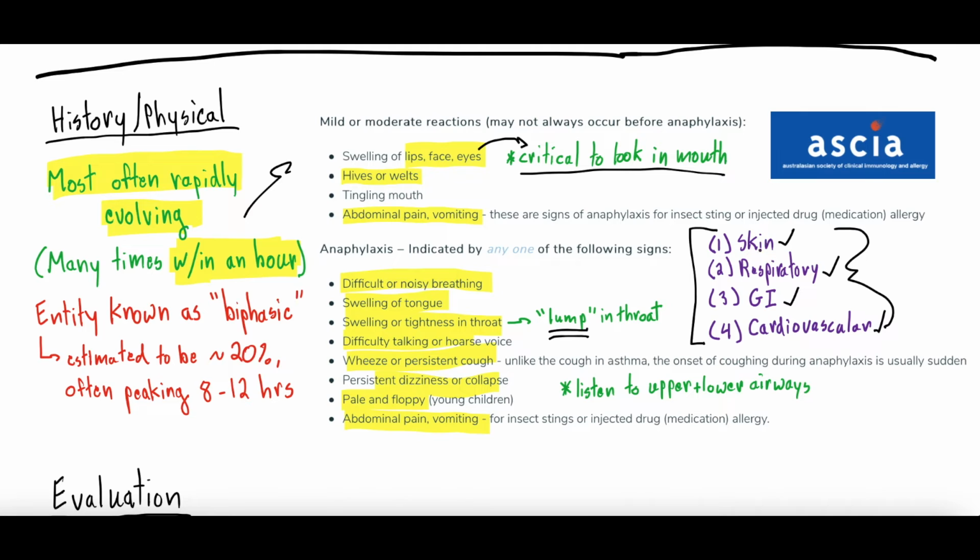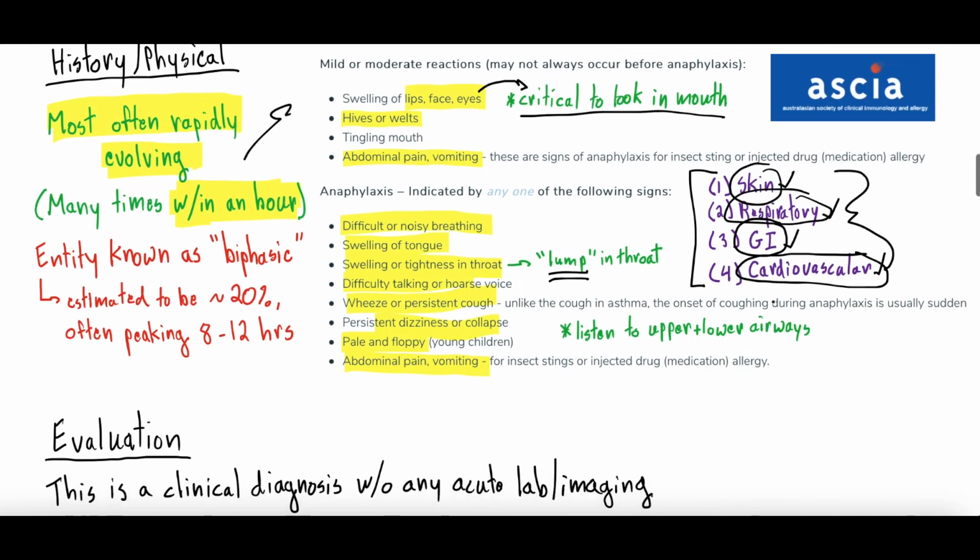So make sure you look at the entirety of the skin. Listen to the upper airways, so listen to the throat for any signs of stridor, which is noisy breathing in the upper airways, as well as the lower airways for any signs of wheezing, which can be from the bronchoconstriction. Ask them about GI symptoms. Do they have abdominal pain, vomiting, diarrhea? And then ask them about lightheadedness, passing out or syncope, dizziness, etc. Check their blood pressure, all those types of things. So we'll get into some of that when we talk about evaluation and management. So that's the history and physical.